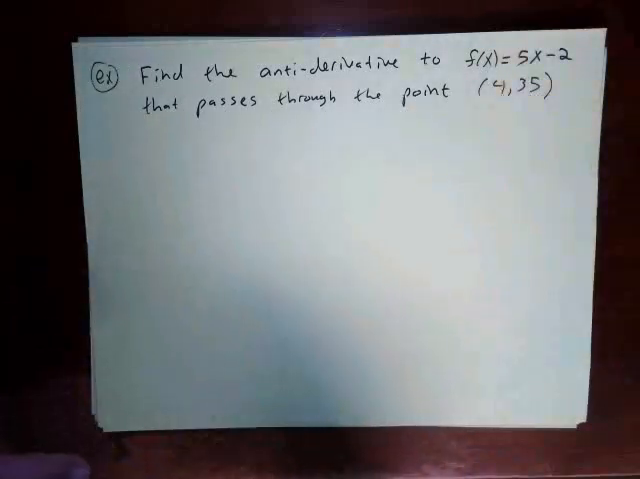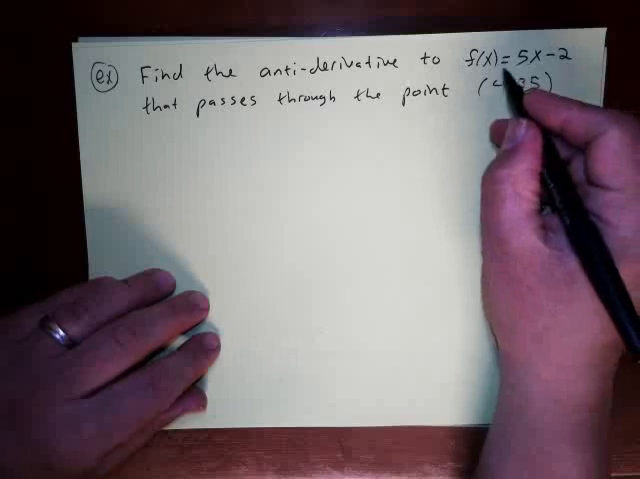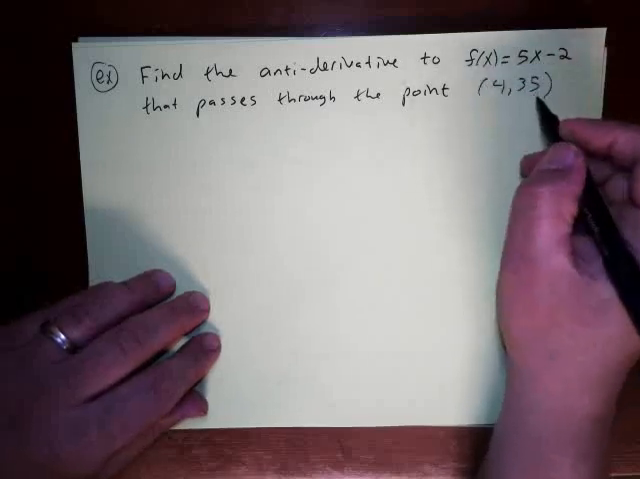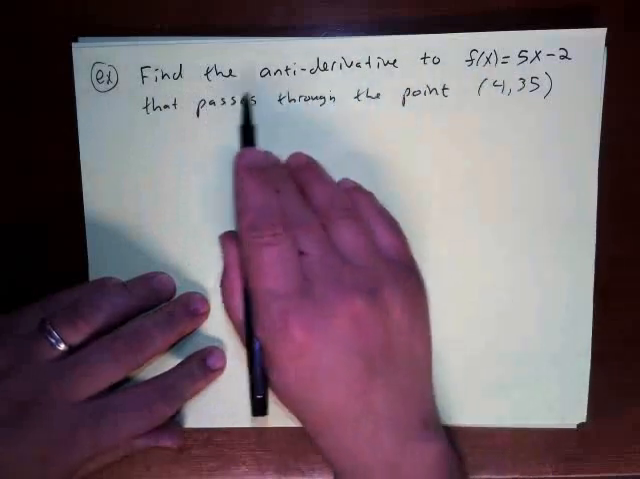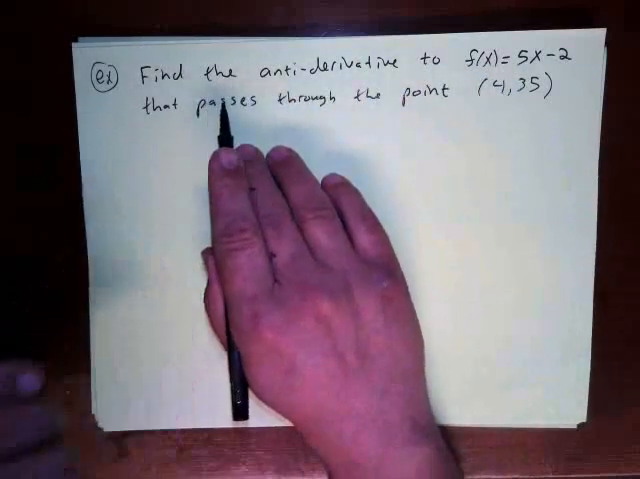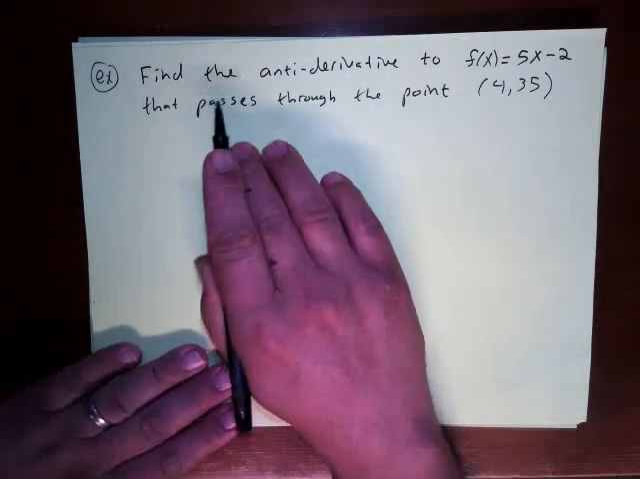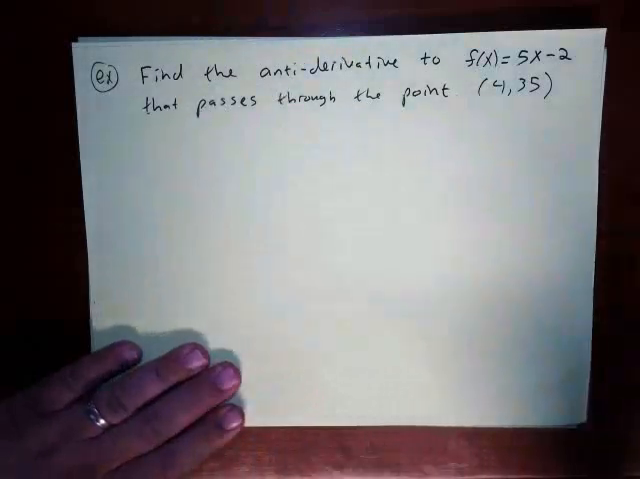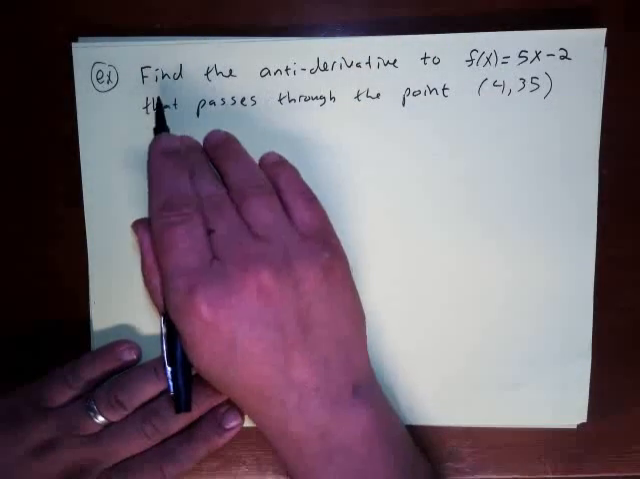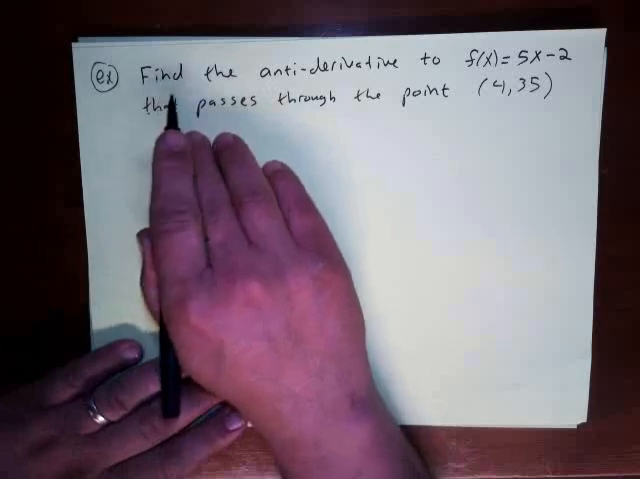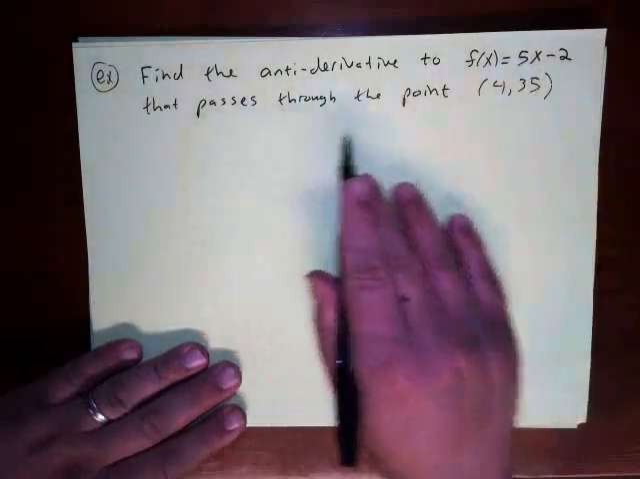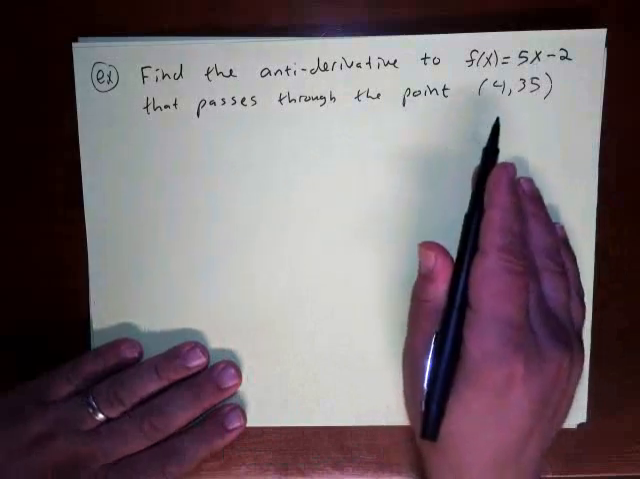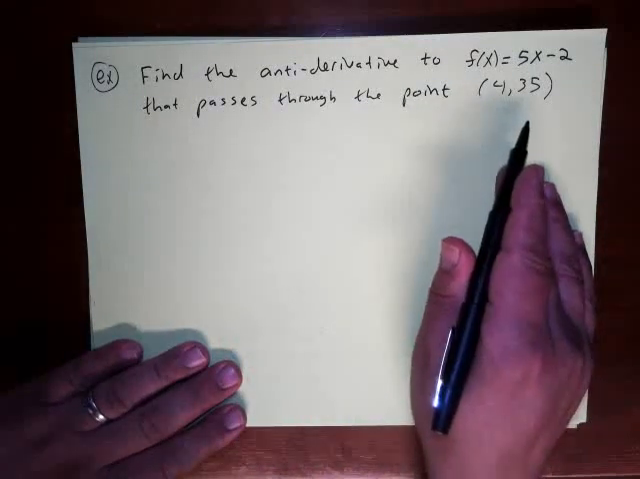Now if I want the antiderivative to pass through a given point, then there's only one antiderivative that will actually pass through the given point. Okay? And so what we're going to learn here is how to find that one antiderivative. And this is why it's important to put a plus c. Okay? So let me show you what I mean. It wants us to find the antiderivative to this function that passes through the point (4, 35).